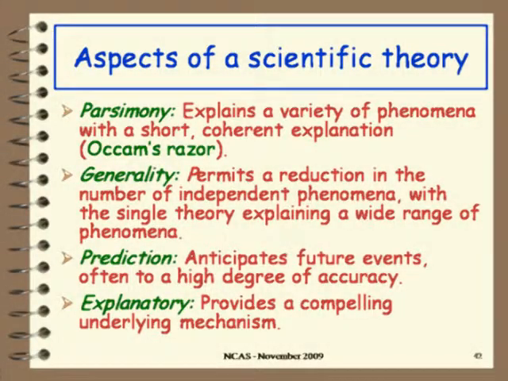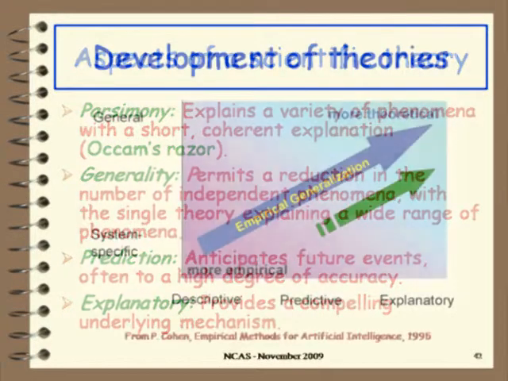We want prediction. And I mentioned earlier, what we want out of a theory is to anticipate future events, often to a high degree of accuracy. And we want explanatory theories, which provide a compelling underlying mechanism: why should this happen?